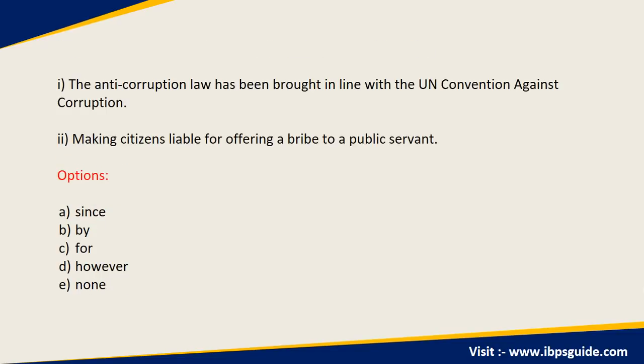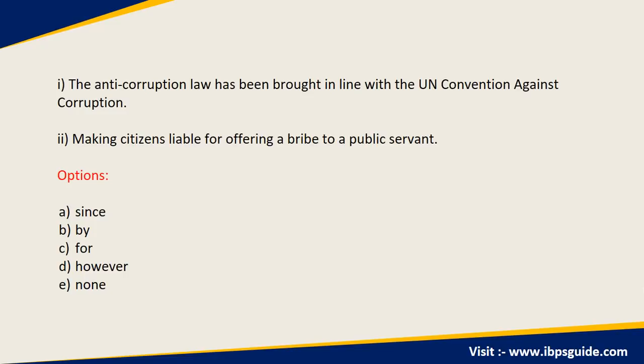Next question. The anti-corruption law has been brought in line with the UN Convention Against Corruption. Second sentence, making citizens liable for offering a bribe to a public servant. So let's try to understand the meaning first. Making citizens liable for offering a bribe. What does liable mean? It means to hold them responsible. So if someone is giving a bribe, the person who is giving a bribe is also responsible for the crime, not just the person who is receiving it.